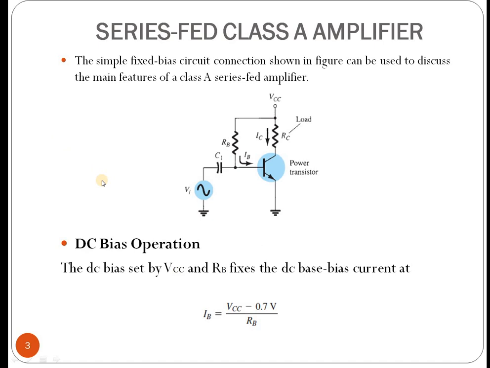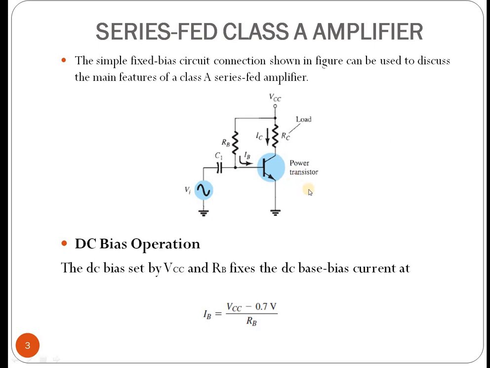Series-fed Class A amplifier. From the previous week we already know that power amplifiers have several classifications. We have Class A, Class B, Class AB, C and D. This week we are going to learn the details of Class A: the bias operation, the output powers, the efficiency, how the circuit is working, how the current is flowing.